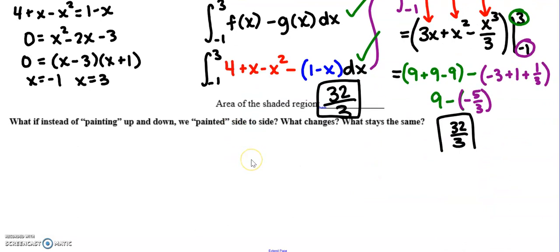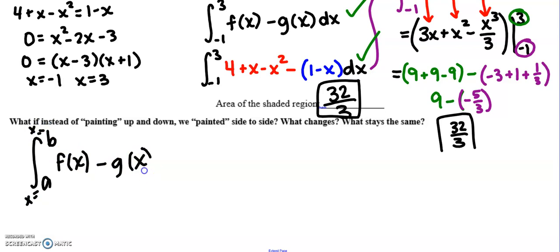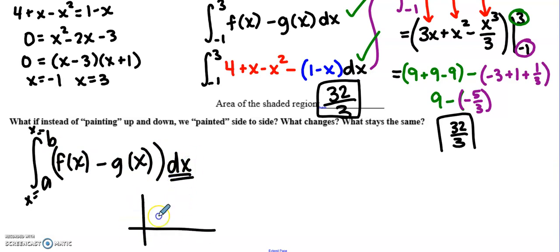All right, so what if instead of painting up and down, we painted side to side? Well, painting up and down, we go from a to b, which are x values, right? And we have f of x minus g of x, or g of x minus f of x, but top minus bottom. And then we end up with widths that are dx, infinitesimally small, because we're painting from here to here, right? And so this part is dx, which is infinitesimally small. This part is our change in y of top minus bottom, if that's a function or if it's the x-axis, whatever it might be. So predict for yourself, what would change if we painted side to side?